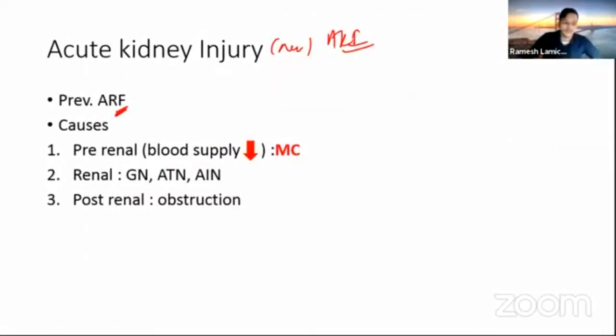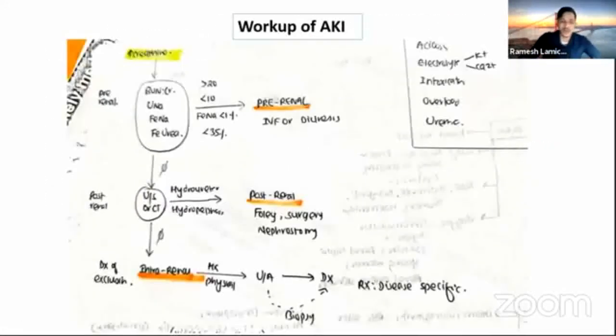So prerenal, renal and postrenal causes of acute kidney injury. So how can we work up a case of acute kidney injury? Suppose the patient comes with a serum creatinine level of 5 and the patient's potassium level is very high. So one thing is, if you find serum creatinine level high, suppose you have an increase in serum creatinine, you order tests to differentiate between prerenal, renal and postrenal. So suppose we first exclude the prerenal.